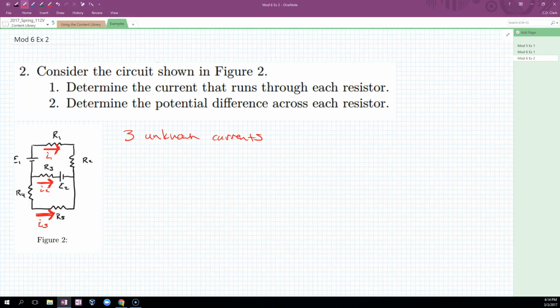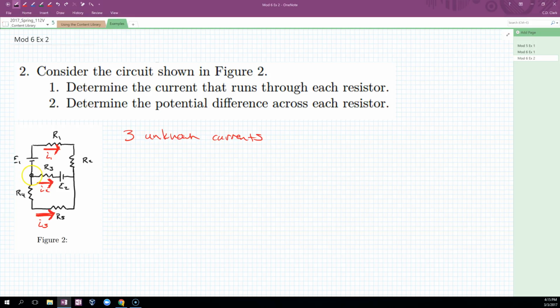So I have 2 interior loops. Interior loops are loops in the circuit that don't have any wires that run through them, right? So it doesn't have a wire that runs across it. I've got a top loop and a bottom loop. The other loop in this circuit that I could identify as a loop would be this outside loop. And this outside loop is not interior because it has a wire that runs through it. And I do not want to use that loop when I write down my loop rules. So let's use the top and the bottom loop and write down the loop rules. That's going to give me 2 equations. I have 3 unknowns, so I'm going to need another equation to solve for these 3 unknowns.